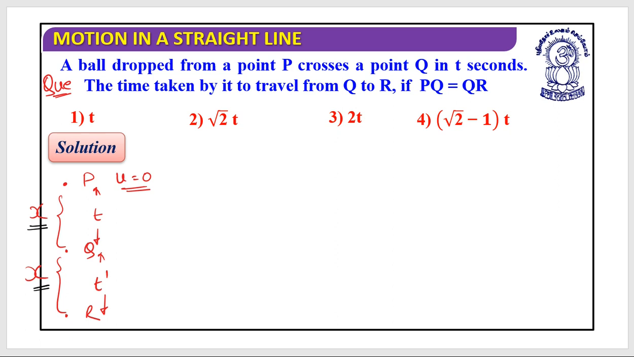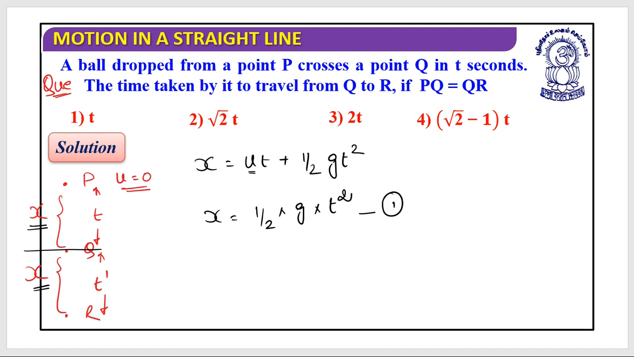So I need to take help from the basic relations of motion under gravity, and probably I will find a way. Let's begin. Considering only this part, x is equal to ut plus half gt square. With u as 0, x is equal to half into g into t square. This is my first relation. Now, if I consider my journey from this position to this position, then 2x is equal to half into g into (t plus t dash) whole square. This is the second relation.